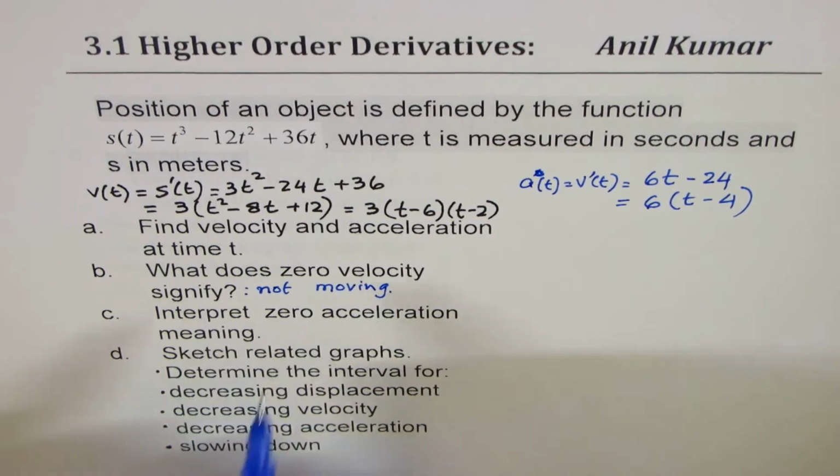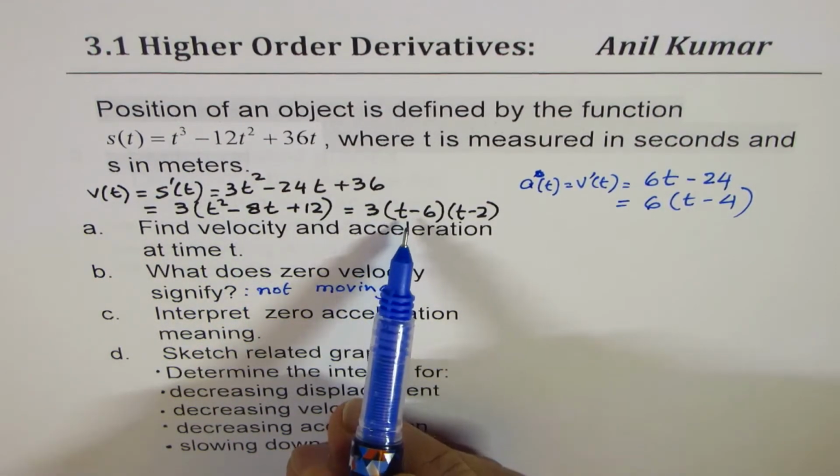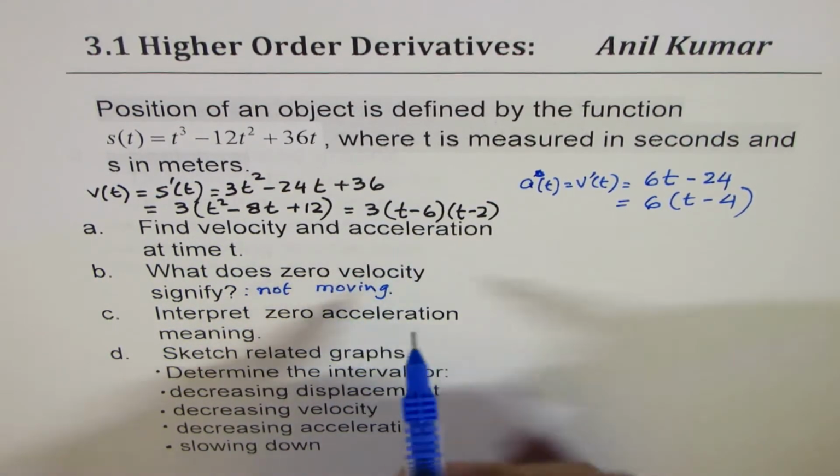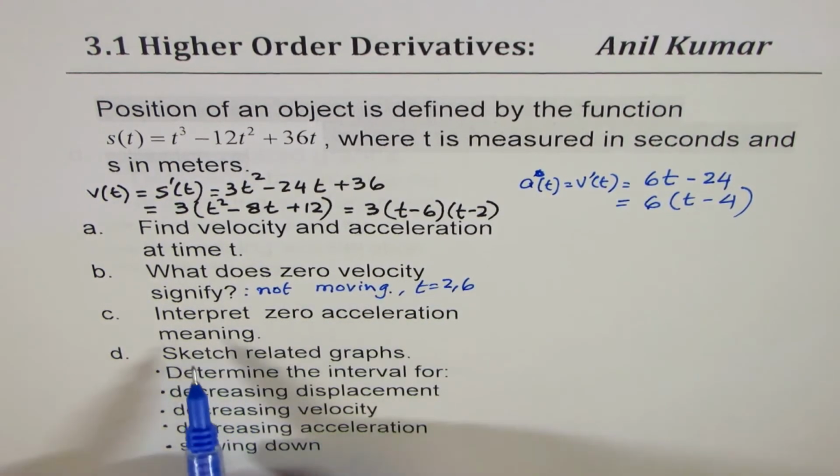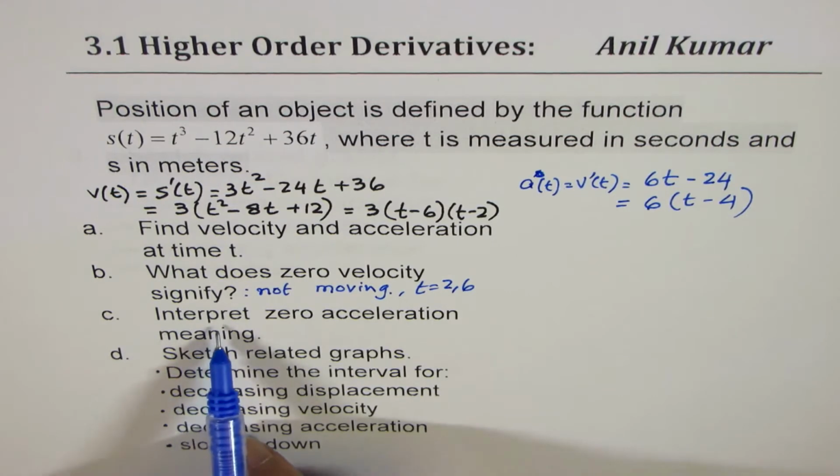Stationary. Is it okay? Now in our case, we have 0 at t equals to 2 and at 6, correct? Part C is interpret zero acceleration meaning.